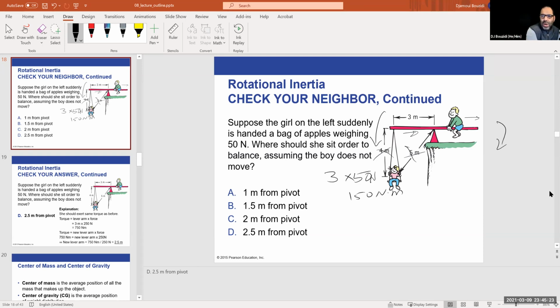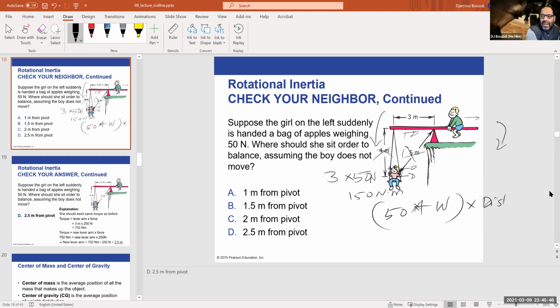I mean, right now, if she takes it there, it's going to be 150 Newton meter. But if she takes 50 Newton, she needs to change her torque to a new location in here to compensate for that one. So it's going to be 50 Newton times the distance she is going to move to, plus her own weight times the distance that she needs to move back.